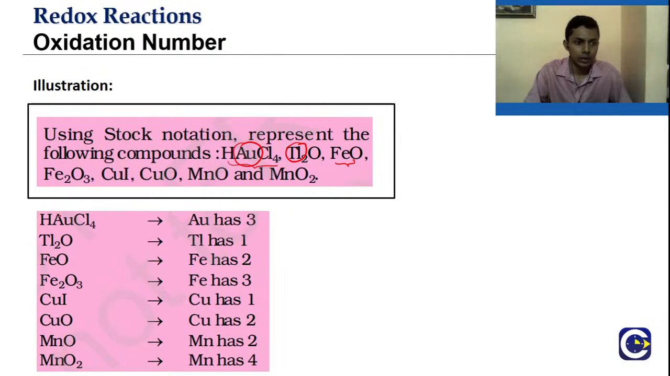The first one, if you see, it will be +1 and -1 into 4. If you perform algebraic addition or the sum rule, it will come out to be +3. So gold has oxidation number of +3, and in Stock notation, we will write Roman number 3. Similarly, we can do ferrous oxide, ferric oxide, titanium oxide.